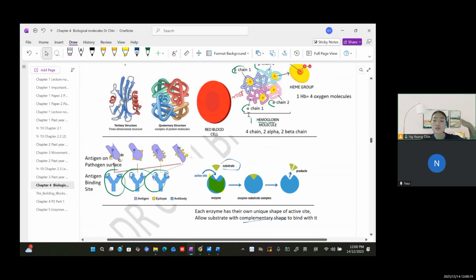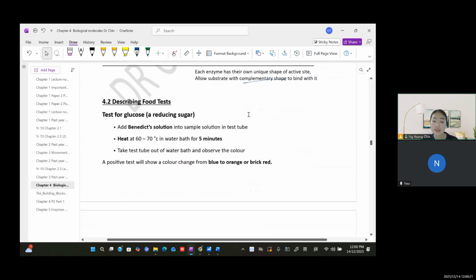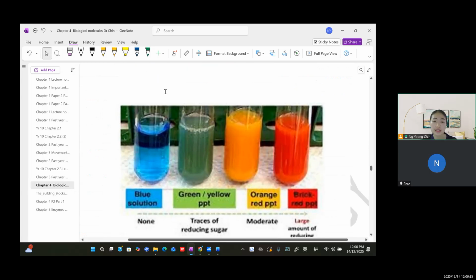Okay, that's all. We finish our proteins, and now we talk about food tests. For food tests, you just need to know a few important ones. The first one is the Benedict solution. Benedict solution is initially blue in color. See, this is blue. This is the original color of the Benedict solution.